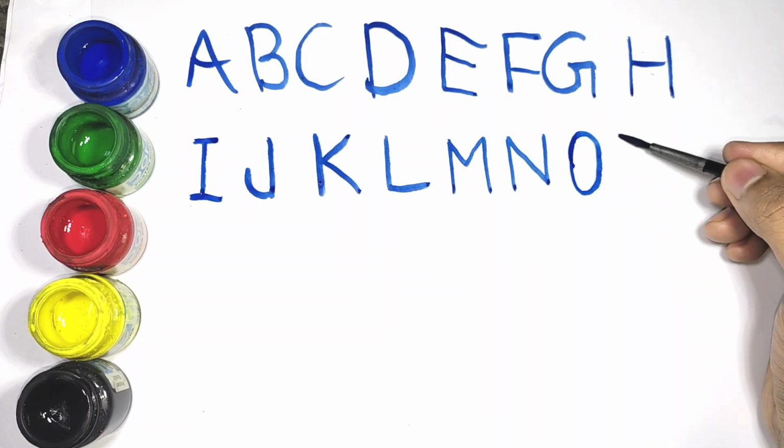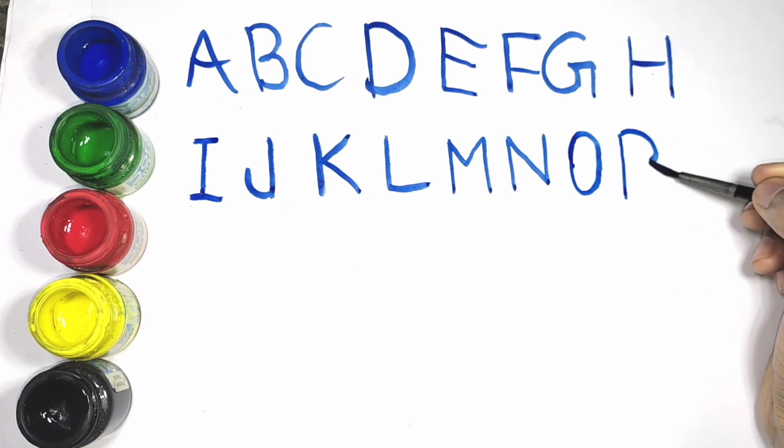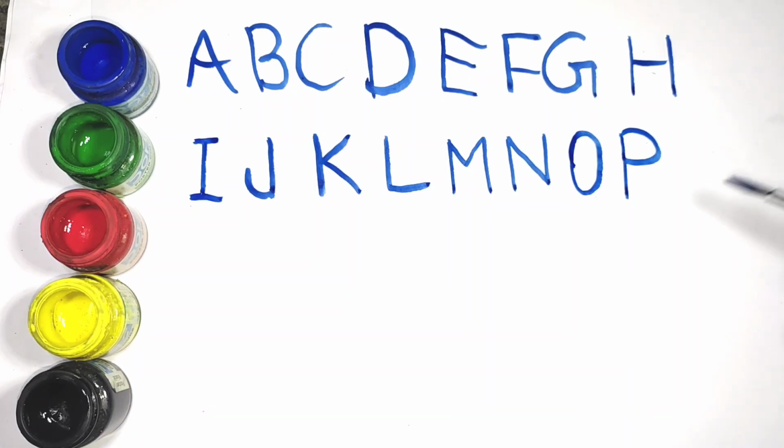The next one is O. O for octopus. P for parrot. Now we draw Q. Q for queen.